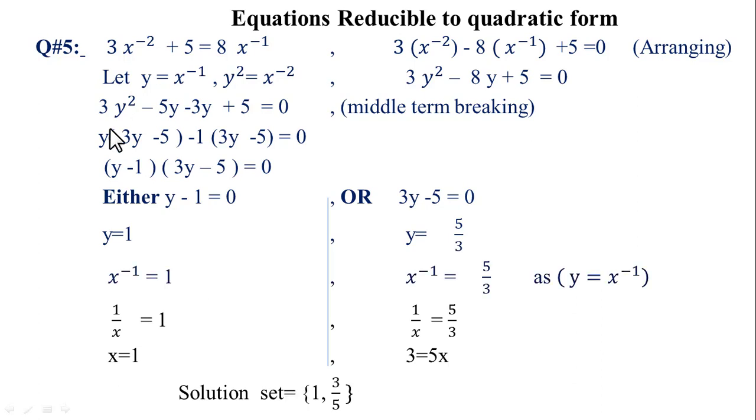So the equation of question number 5, 3 multiplied by x to the power minus 2 plus 5 is equal to 8 multiplied by x to the power minus 1, has the solution set 1 and 3 upon 5.